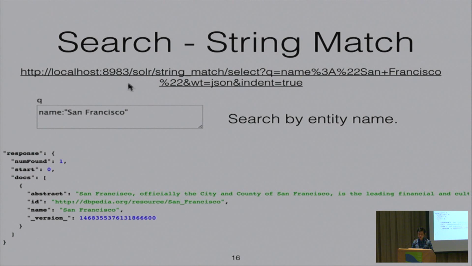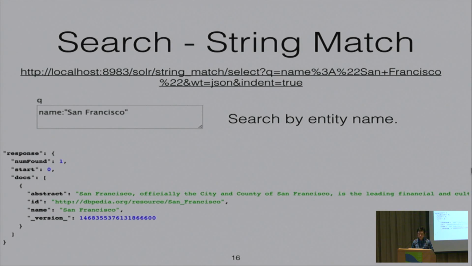Here, we specify that we want to search on the field name, and the keyword is San Francisco, and we can get the entity from Solr. This URL is the REST API provided by Solr. We can see it's very straightforward. We just specify our query condition in the parameter q.